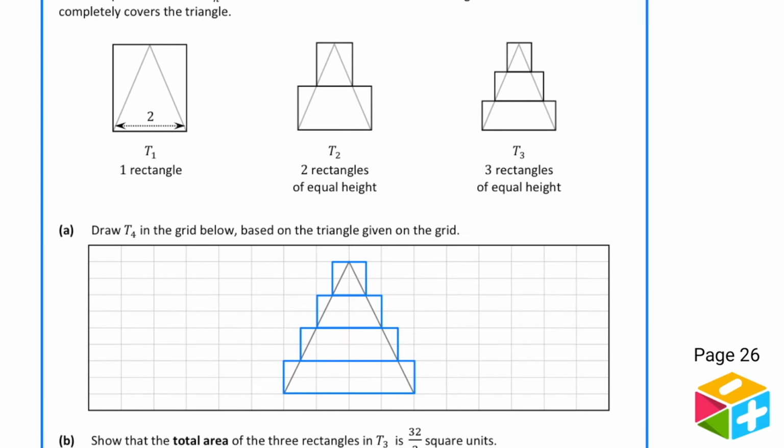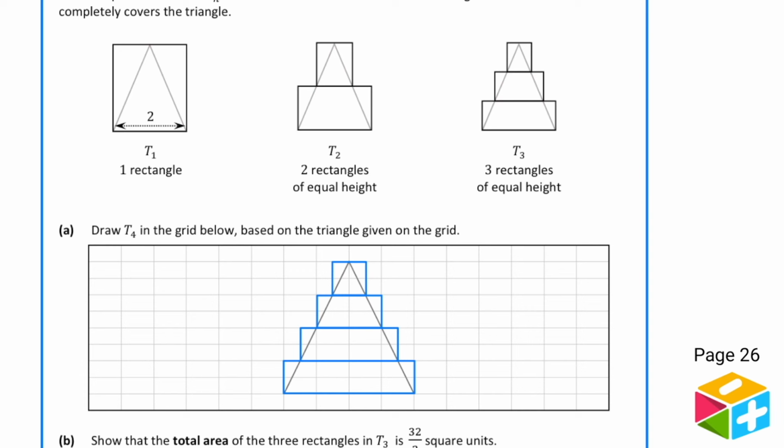In part A, we must draw the fourth pattern. Well, the fourth pattern will contain 4 rectangles of equal height. The triangle has a perpendicular height of 8 units. If we split this evenly across 4 rectangles, then each one will have a height of 2 units.